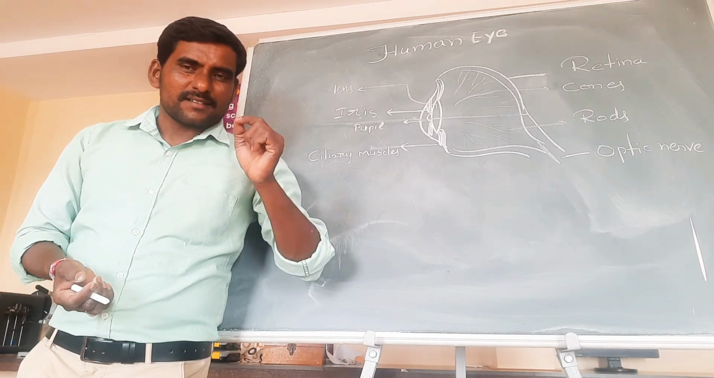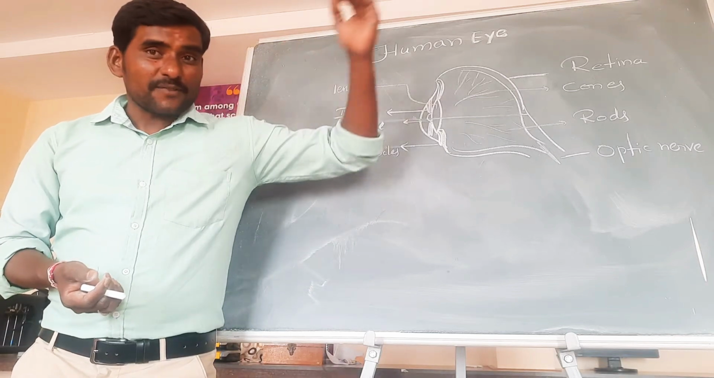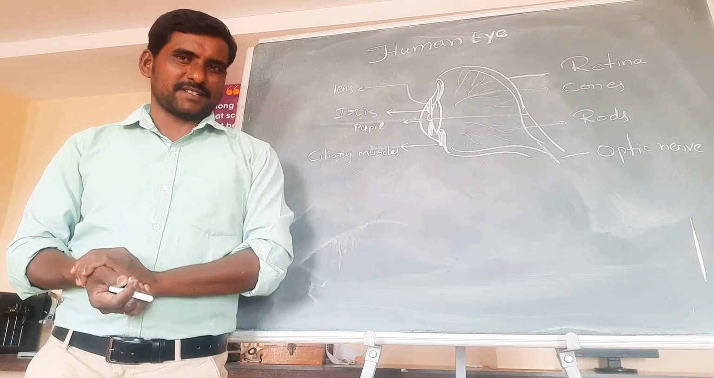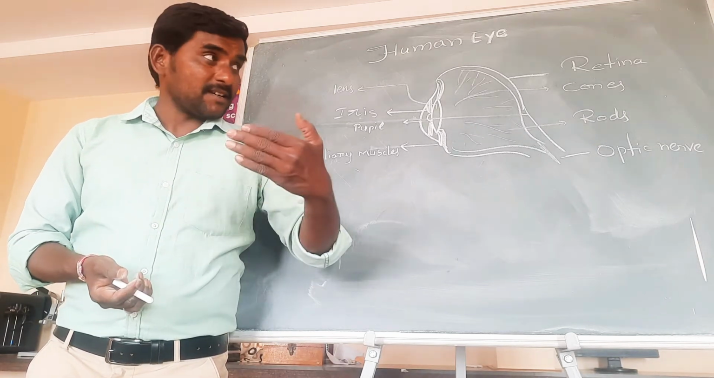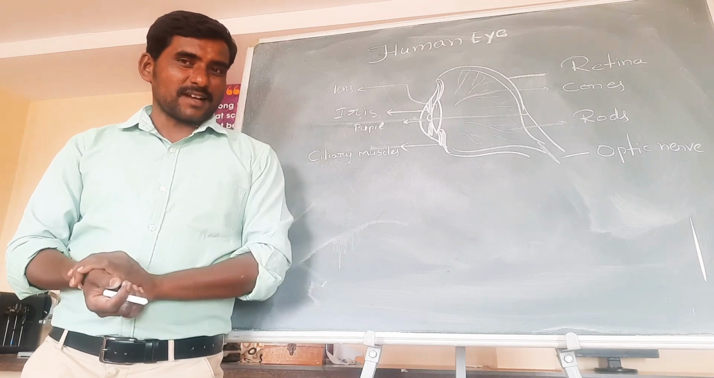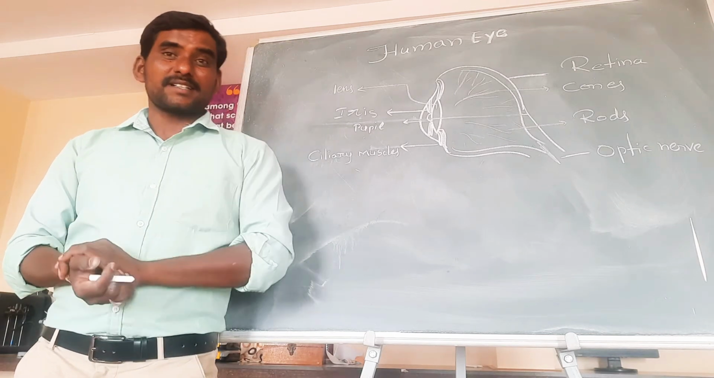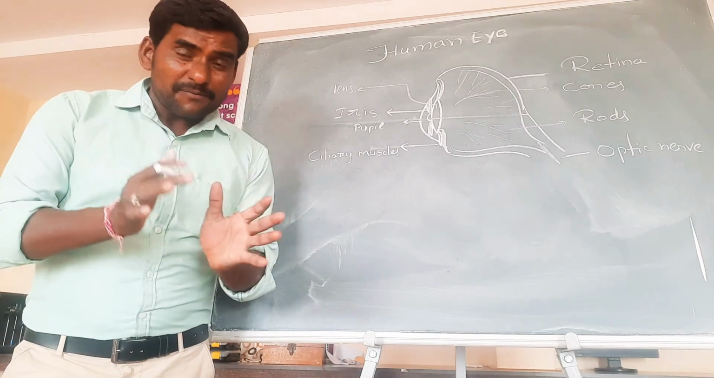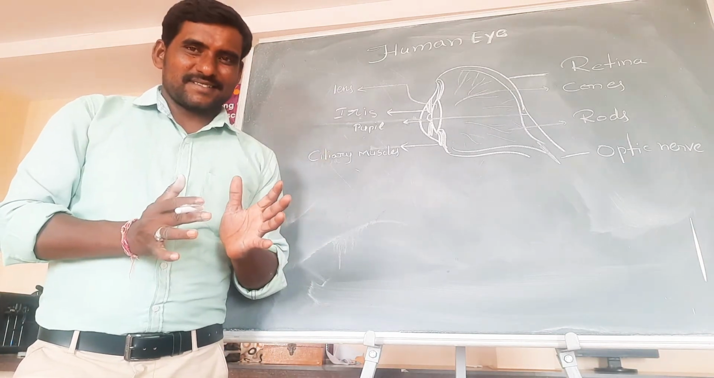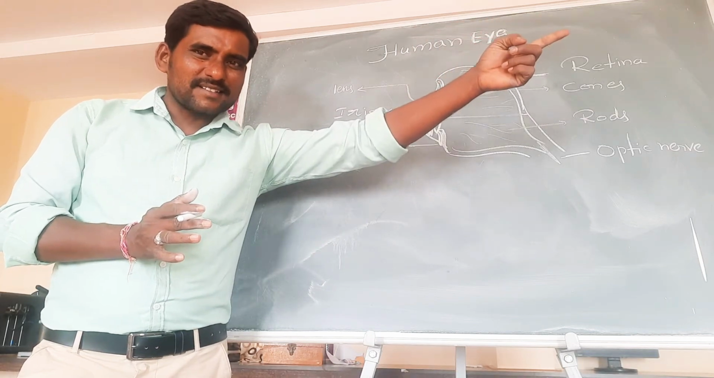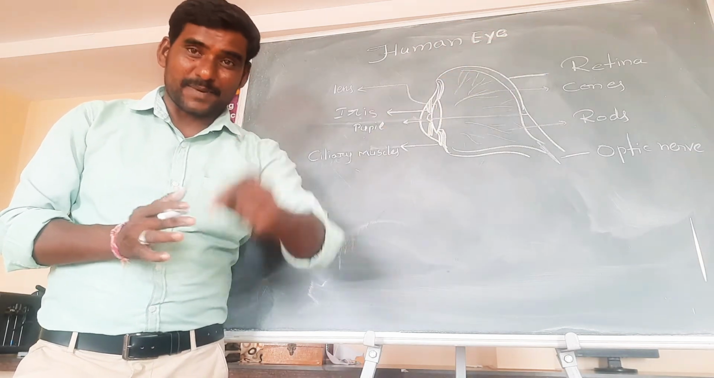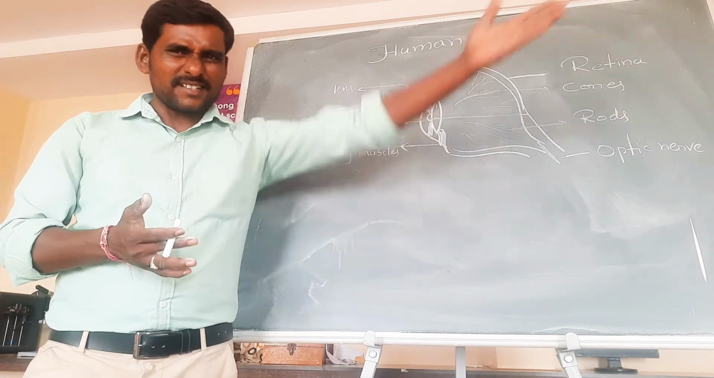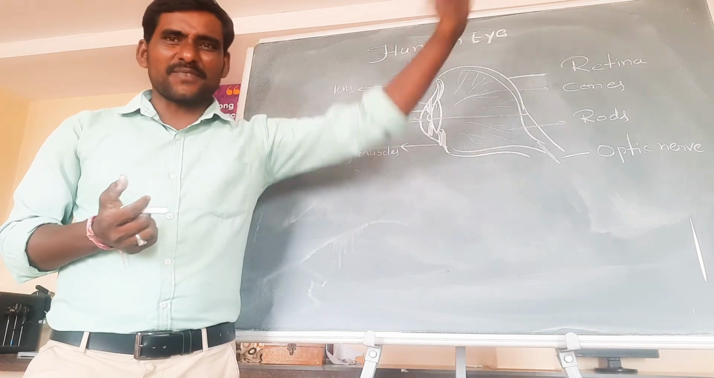When we are observing far objects, our focal length has to be maximum, 2.5 centimeters. When we see near objects, our focal length has to be minimum, that is 2.27 centimeters. If not work, that means when you see the far object, that focal length 2.5, when you see near 2.27, if not adjusted, you can't see all the distance objects, near objects, far objects, you can't see.